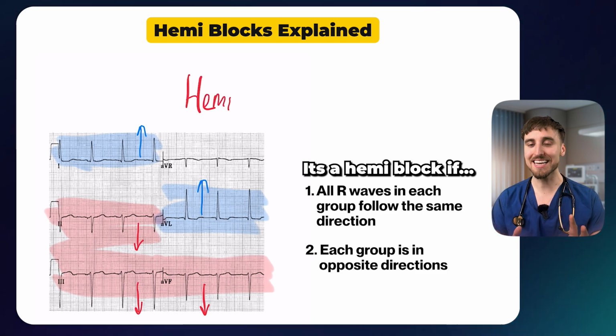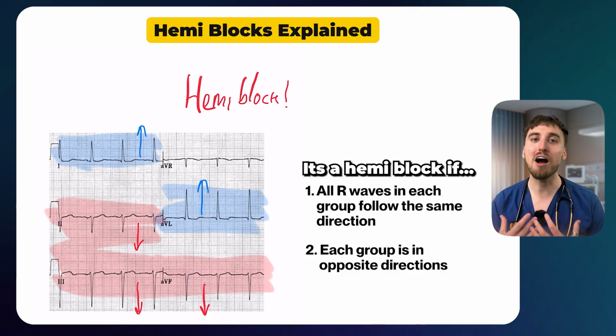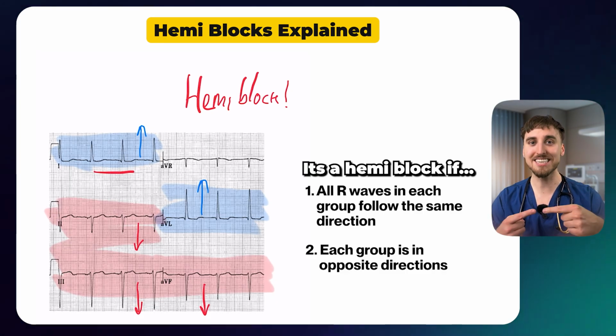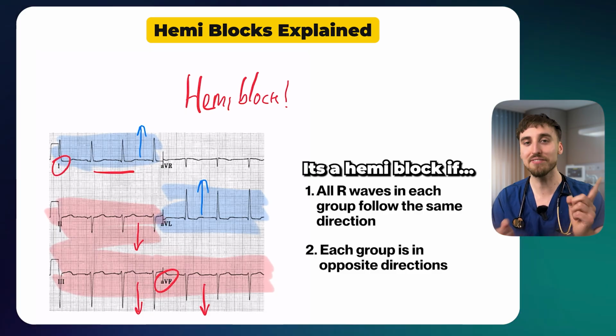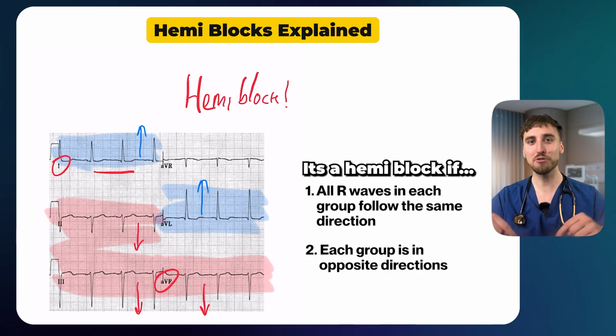Recall also that this is in keeping with left axis deviation. There's different ways to do this. The way I find easiest is to look at leads 1 and AVF. And if they're reaching together, it's right-sided, and if they're leaving each other, it's left-sided. There is more nuance, and I'll probably make a video about it. Let me know if you want it in the comments below.